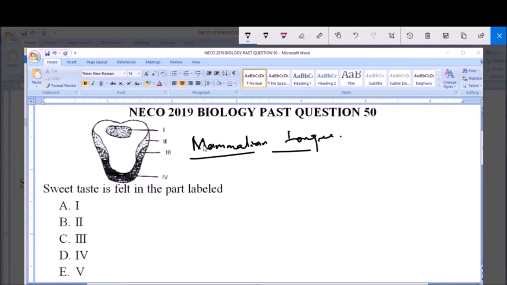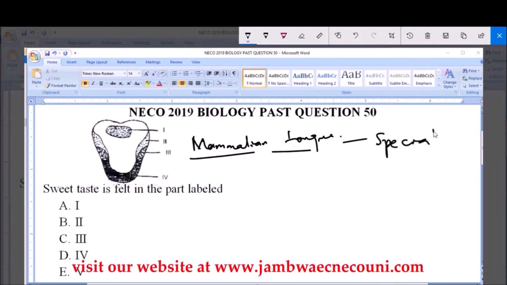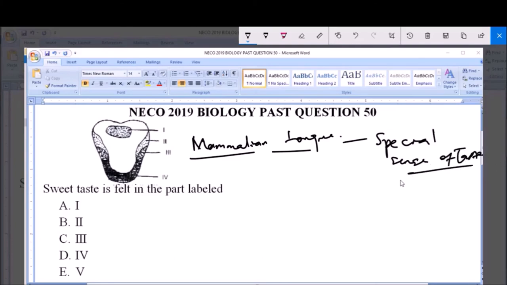Now, this mammalian tongue is responsible for the special sense of taste. So it's responsible for the sense of taste. And each segment of this tongue is specialized for a particular taste.